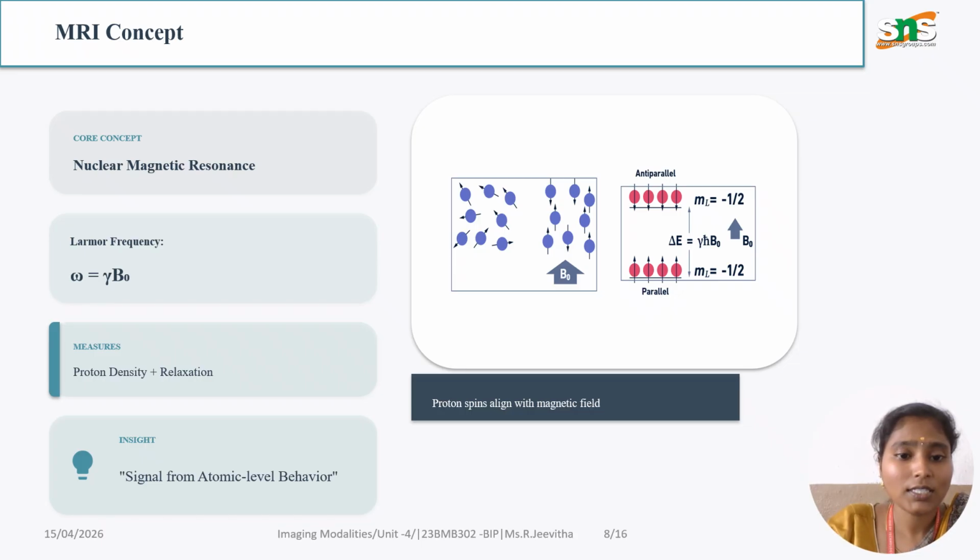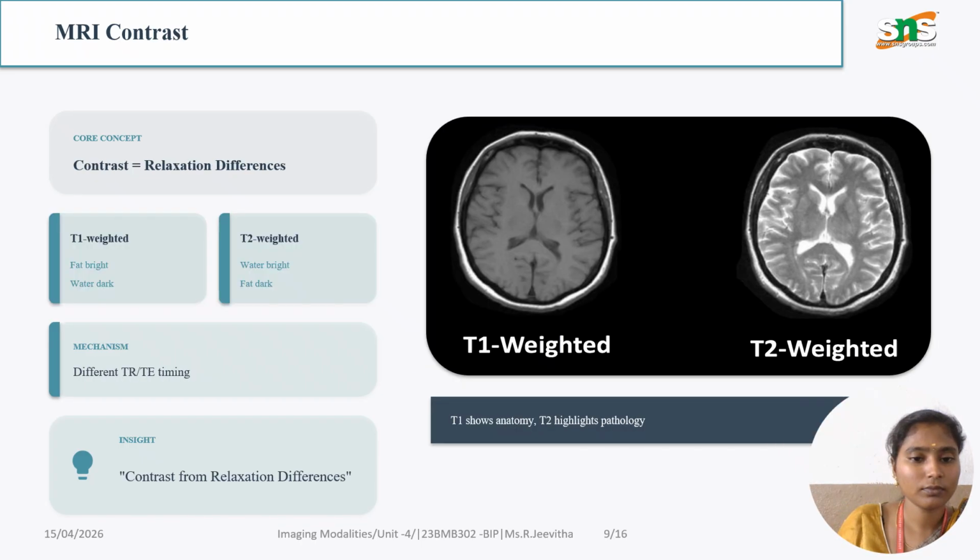And next one is MRI. It is nuclear magnetic resonance. It uses proton density and relaxation. MRI works on a completely different principle. Nuclear magnetic resonance: omega equals gamma B naught. This is the Larmor frequency, meaning protons align in a magnetic field. They absorb and emit energy. MRI measures proton density plus relaxation time.